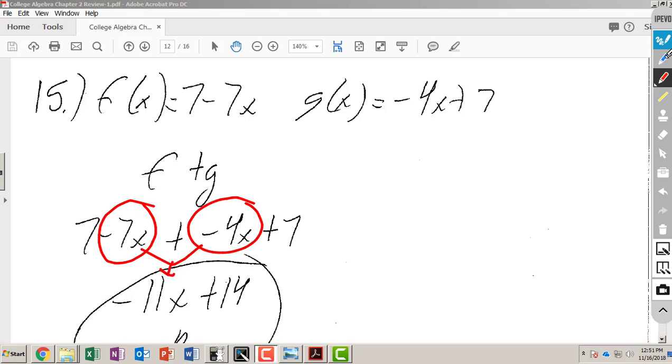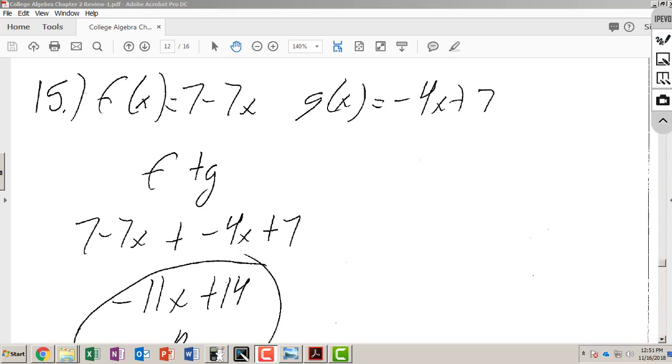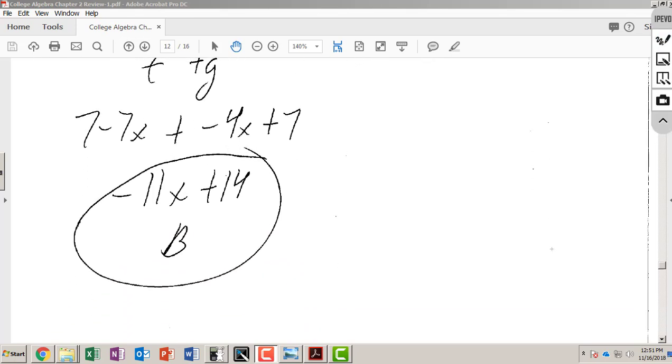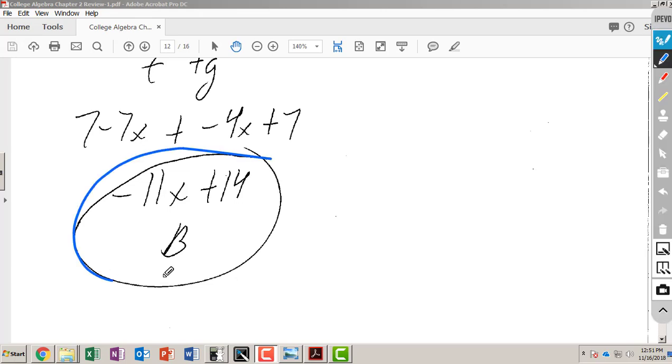And then on this next one, here's my two like terms. I've got a 7. I've got a 7. I add those two together, and that's going to give me that positive 14. So remember, you're just combining your like terms. And so that gives me negative 11x plus 14. So that matches with the answer of B.